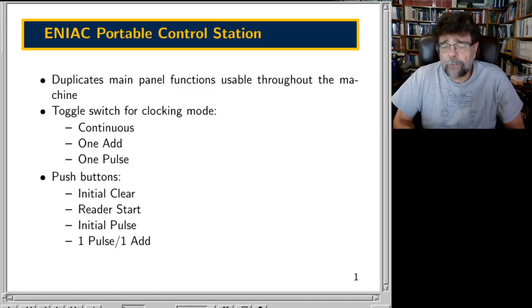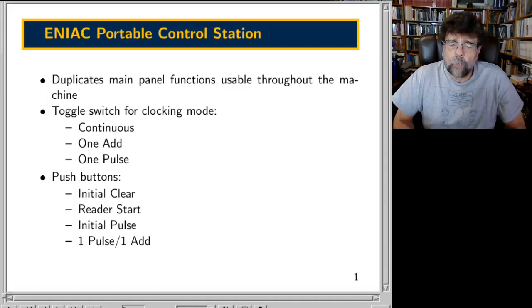The 4 push buttons: the first one is the clear button. Now this sends a signal to all of the accumulators to reset them back to 0, and it also resets any other counters that are involved back to 0.